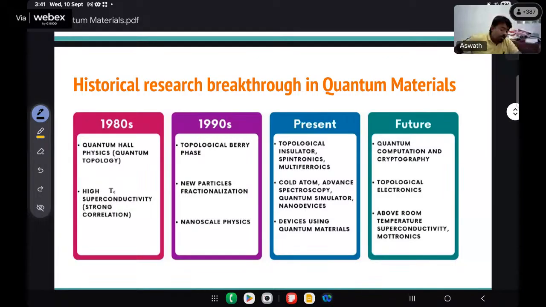And the next thing for the future is topological electronics. As of now, all the electronic chips we have are silicon based, with p-n junction based transistors. So in future we may have electronics based on topological insulators. That may be the future, because they may lead us to have qubits and better computing. The next one is above room temperature superconductivity and spintronics.